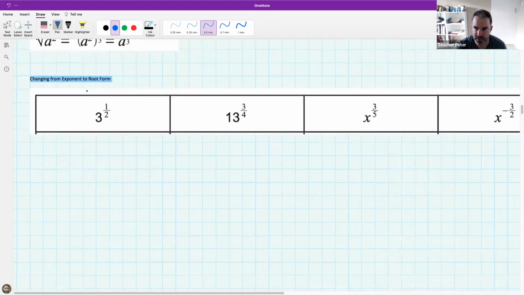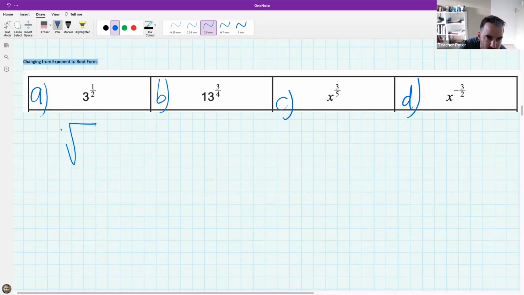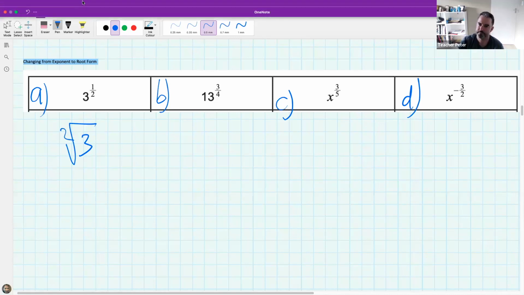So step 1 for tonight, I just want to make sure you guys can all change this from power form into root form. So we'll call this A, B, C, D. And I want you to tell me, what do I get? I'll do the first one. It just becomes square root of 3. Let's see if you can do that.